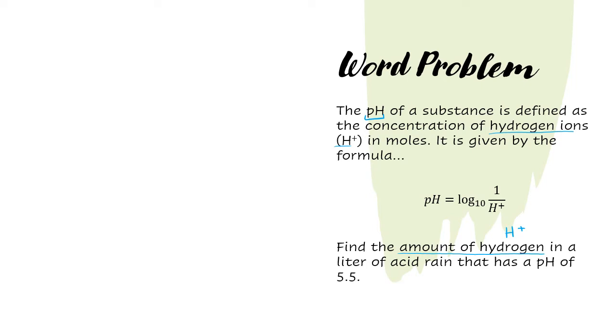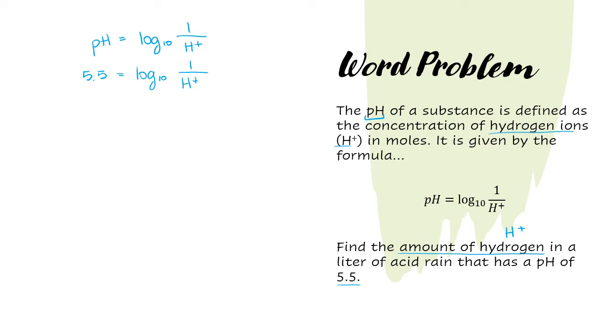And we are given the pH. So let's rewrite our equation. We know that the pH is supposed to be equal to log base 10 of 1 over H+. But we know the pH, so let's plug that in. 5.5 is equal to log base 10 of 1 over H+. Okay, so how do we solve for that H+? It's in the denominator of the value we're taking the log of.